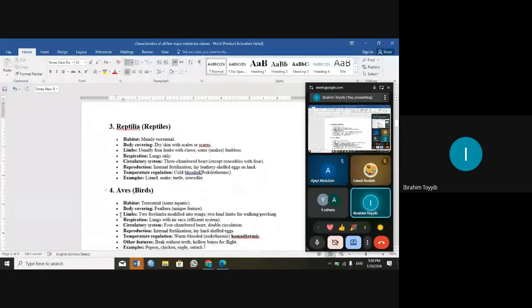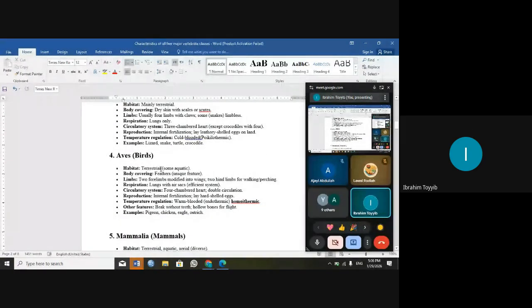So now let's talk about aves. Those are birds. They are terrestrial, some are aquatic. Body covering: they have feathers that cover their body. It is used for insulation, so it keeps their body warm. They have 2 forelimbs modified into wings, and their 2 hind limbs are modified for walking. They have lungs for respiration, and 4-chambered hearts, double circulation.